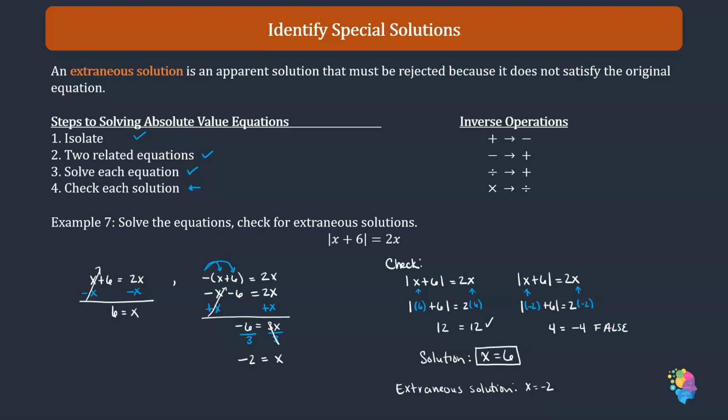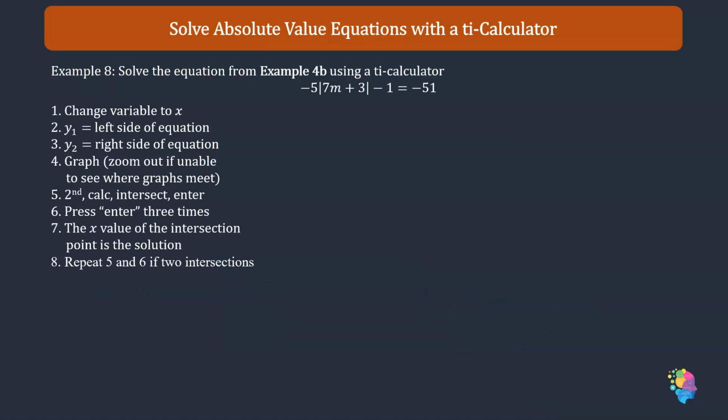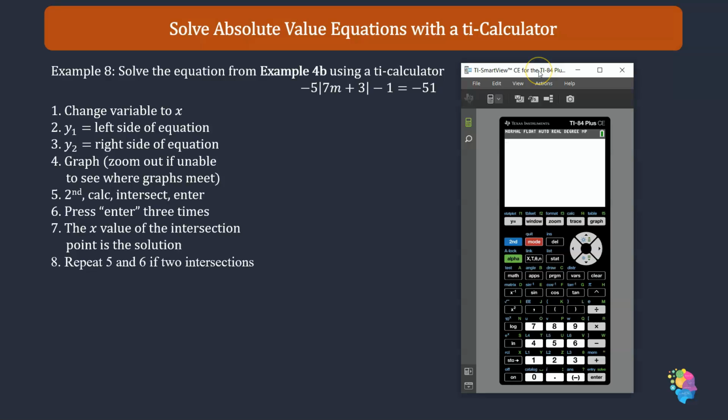Alrighty then, let's go to the last example for this video. And that is on how to solve with a TI calculator. Let me bring my calculator. If you watched the video on solving linear equations with variables on both sides, you probably remember how we did these, and it's going to be very similar, but we're going to add one more step. So here we go. We have to make sure that we change these m's to x's.